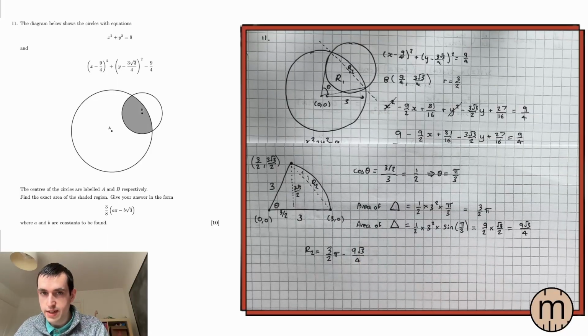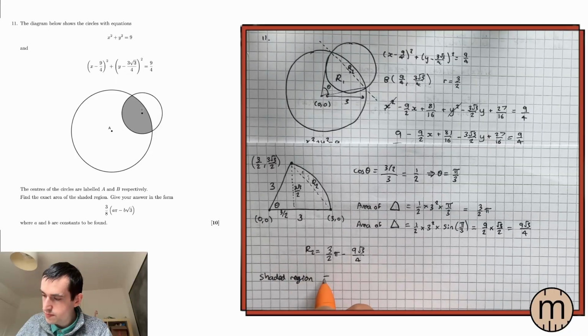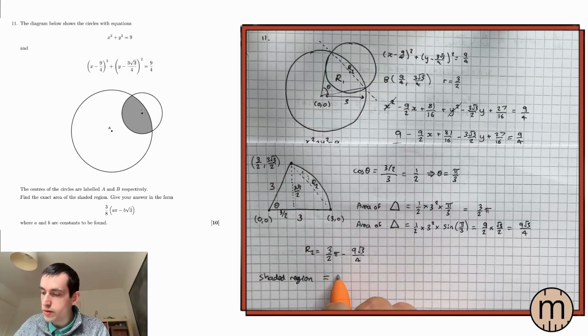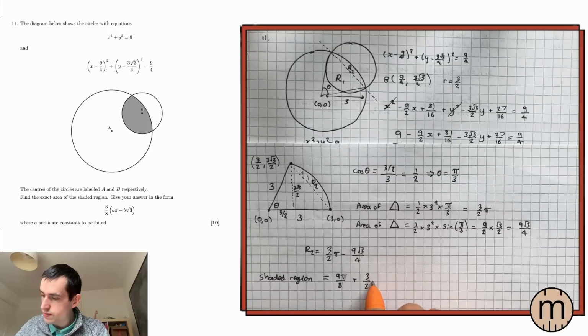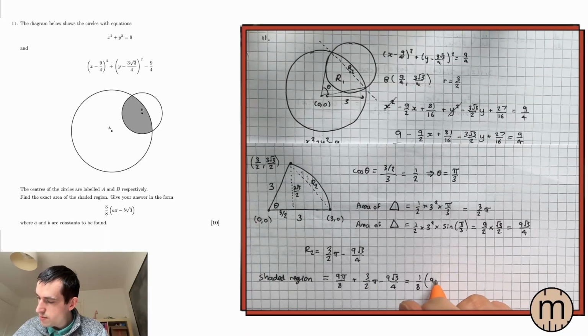And then finally putting it together, the area of the shaded region will be equal to R2 plus R1. So from before, R1 was 9 pi over 8. And to that, we're going to add R2, which is this. And then to try and put it in the exact form, first I'll take a factor of an 8 out and go from there. So 9 pi, this one we need to times by 4, 12 pi. And then this one we need to times by 2, 18 root 3.